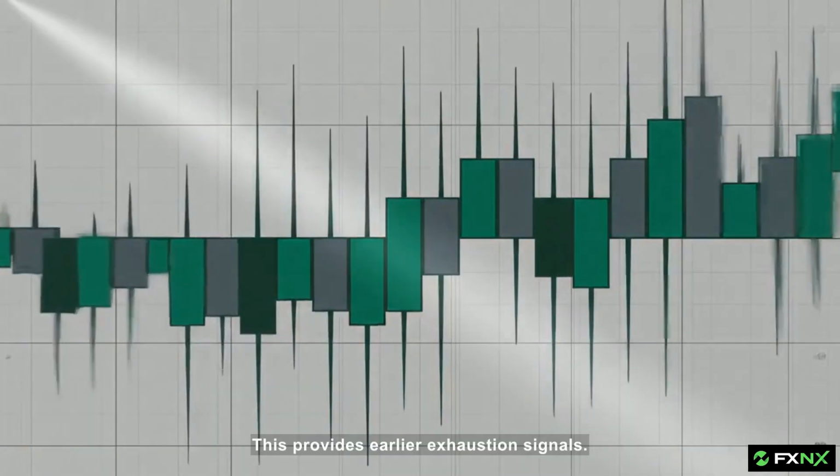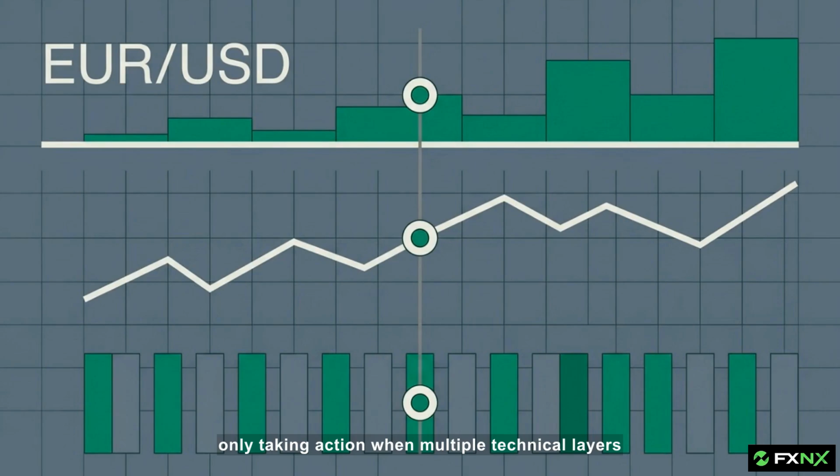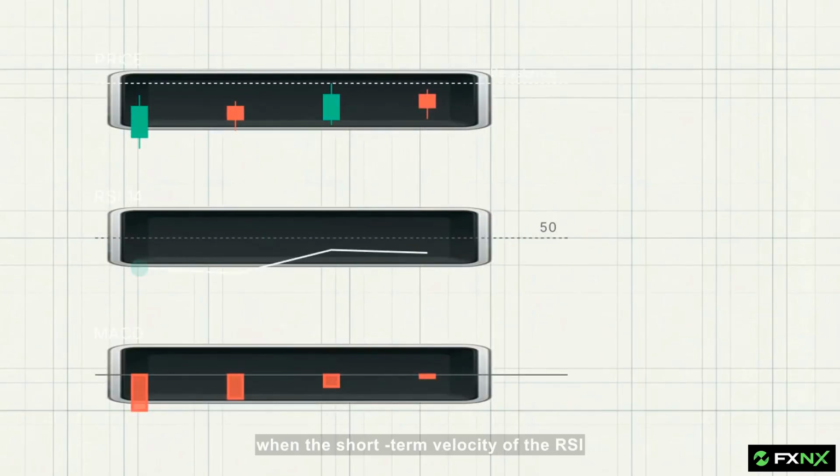Long-term consistency depends on disciplined confluence, only taking action when multiple technical layers confirm the same market direction. High-probability setups appear when the short-term velocity of the RSI and the medium-term trend of the MACD align with the underlying market structure.